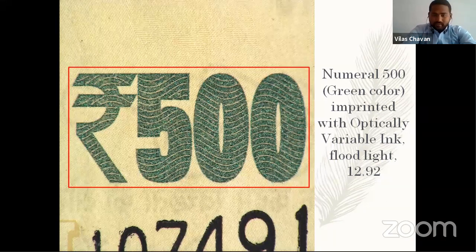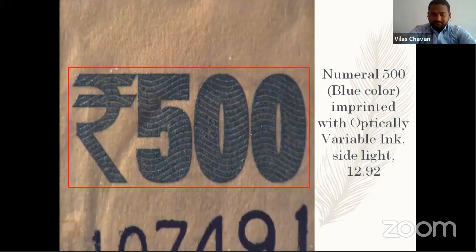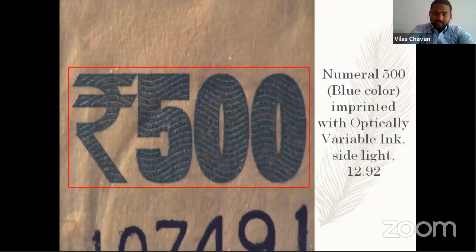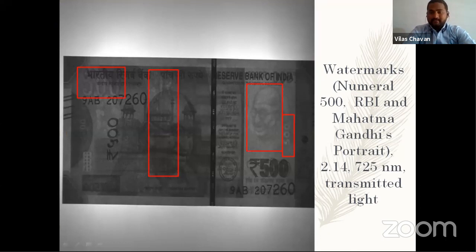This feature is observed by applying flood light, and this is by using side light. Here the change in color is due to the shifting of the magnetic particles present in OVI, that is optical variable ink. Then come the watermarks. Here are watermarks of numeral 500, then RBI and Mahatma Gandhi's portrait and numeral 500, which are seen under the transmitted light.